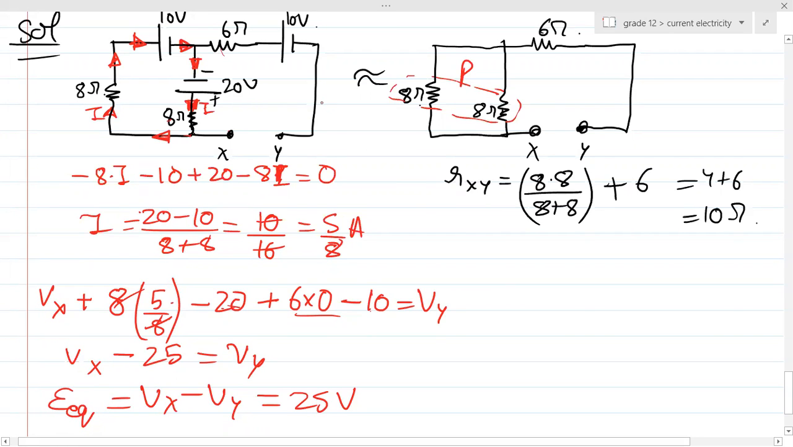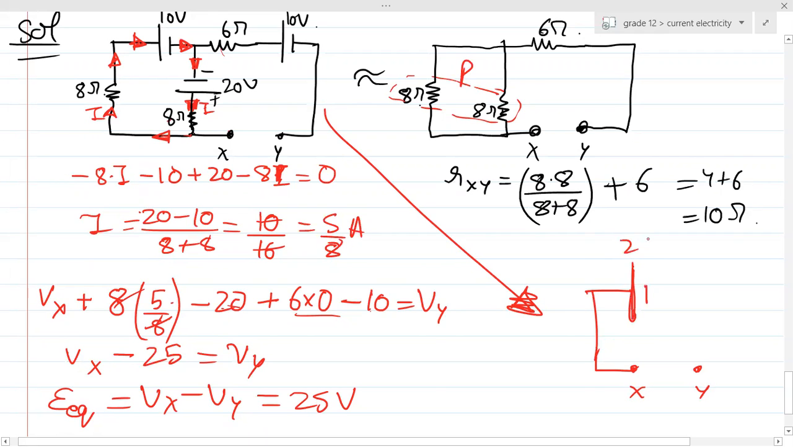Is this clear? So after this you will do what? You will just make a single circuit. Which was bigger? X was bigger or Y was bigger? X was bigger, so you will connect this X across the bigger terminal. And what should be this thing? 25 volt. And what is the internal resistance? 10 ohm. So can you see, guys? This whole circuit is being reduced to this.